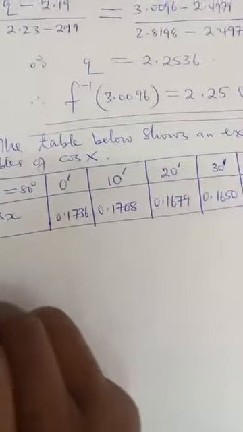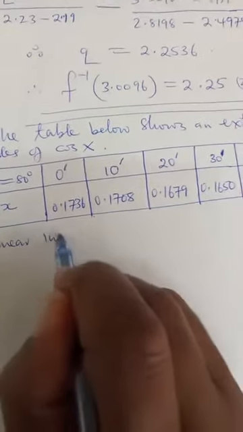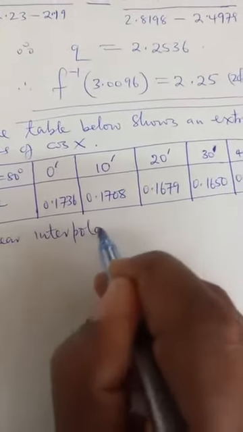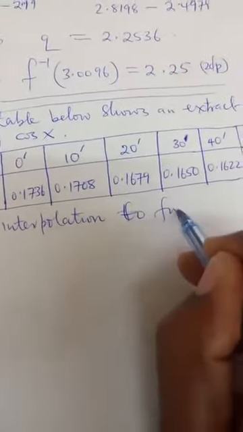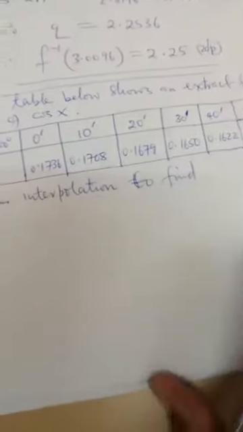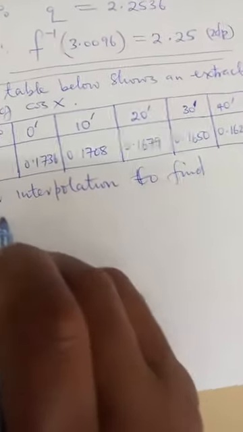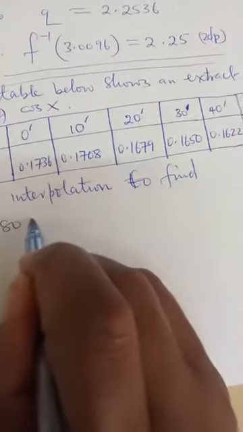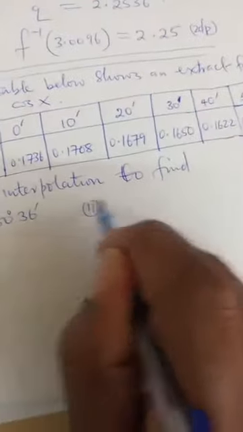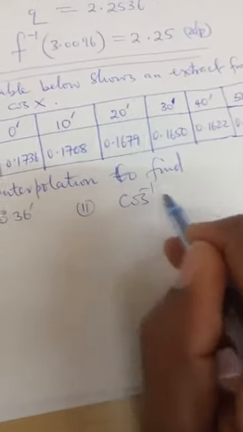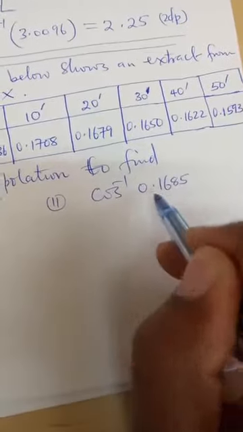They are saying we use linear interpolation. And I want to emphasize that when they say linear interpolation, it means that the values you are going to find should be between these given values. To find, 1, the cos of 80 degrees and 36 minutes, and 2, the cos inverse of 0.1685.